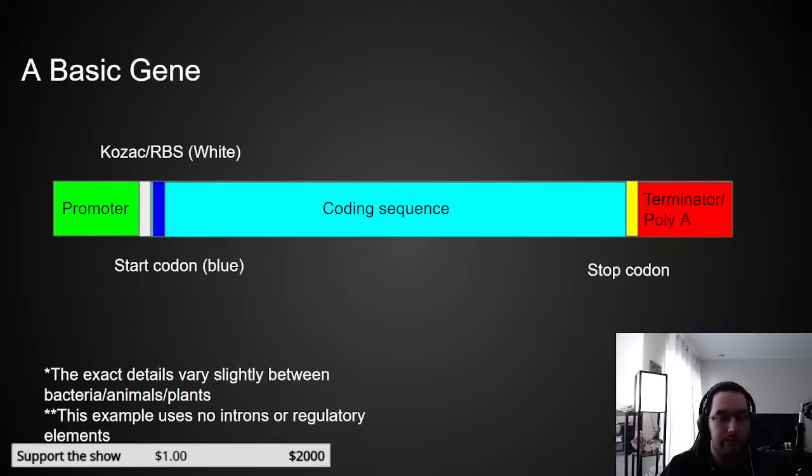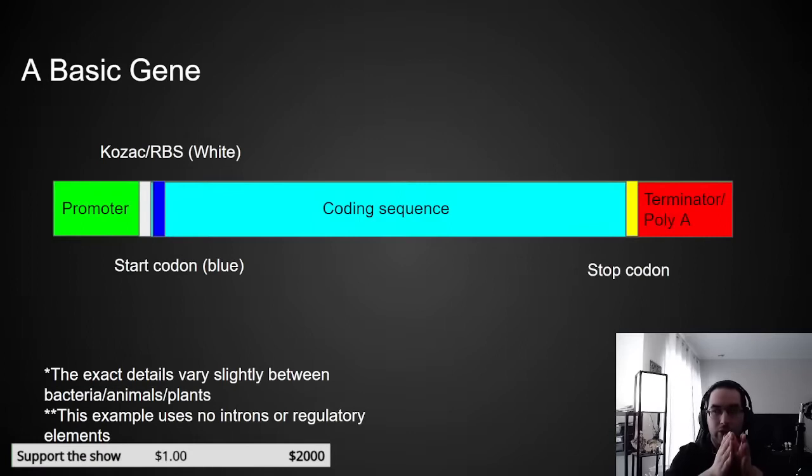So the start codon is, and we'll talk about codons in a second, it's basically the point where the protein sequence starts, right? So at the end of the day, this DNA is coding for a protein, and you've got to have a point where that starts, and it's almost always the same codon. In this case, it's almost always A, T, and G, and I'll show you that in a second. But ATG, that's the start codon.